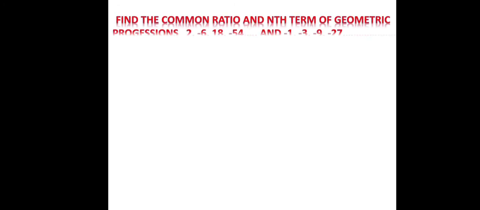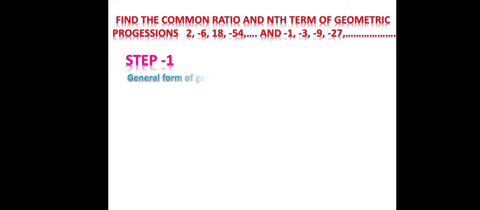Let us consider the second bit of the same problem where we have another GP whose terms are minus 1, minus 3, minus 9, minus 27 and so on. So here also we need to find the common ratio and nth term.